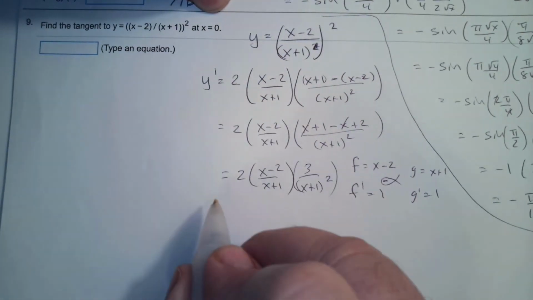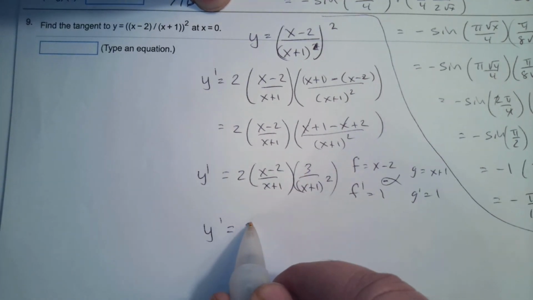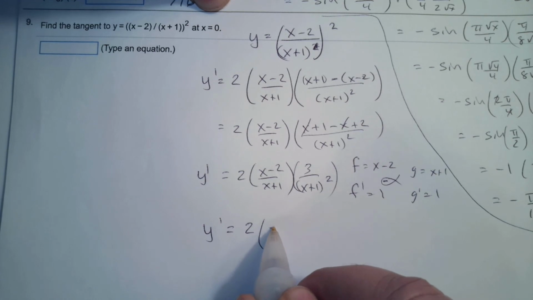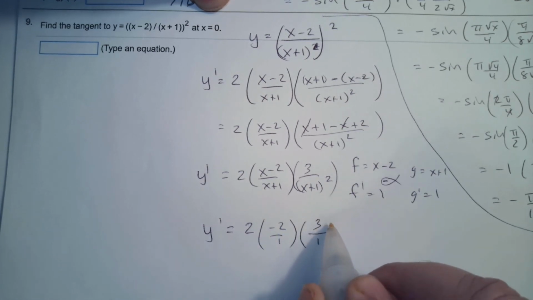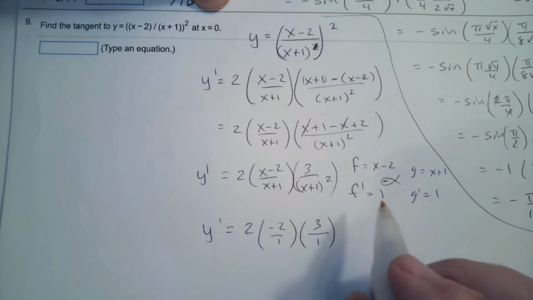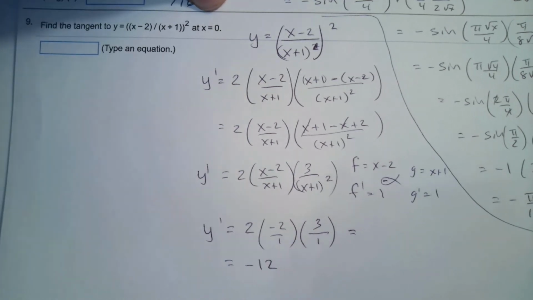When x equals 0, we have 2 times negative 2 over 1, times 3 over 1. Three times two is six, so it's negative 12. So that's my slope.